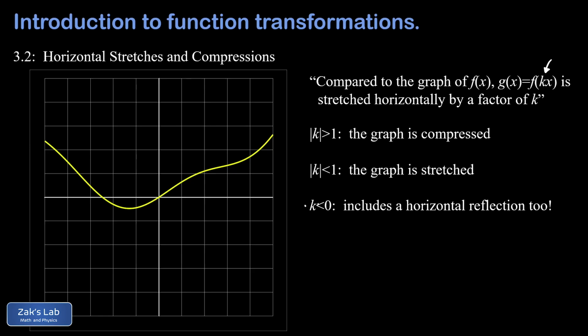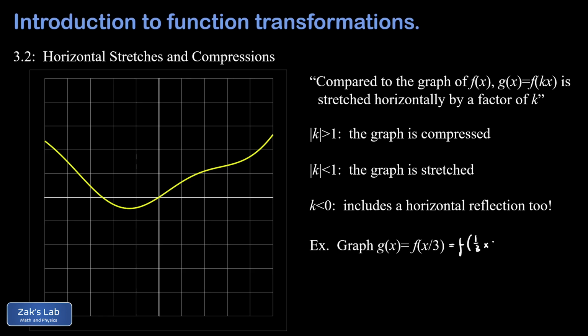And again, we're not going to explicitly treat the case where k is less than 0 here, because that minus sign means we would have a combination between a stretch or compression and a horizontal reflection. So we'll start by thinking about what the graph of f of x over 3 should look like. Notice that that's totally equivalent to f of 1/3 x.